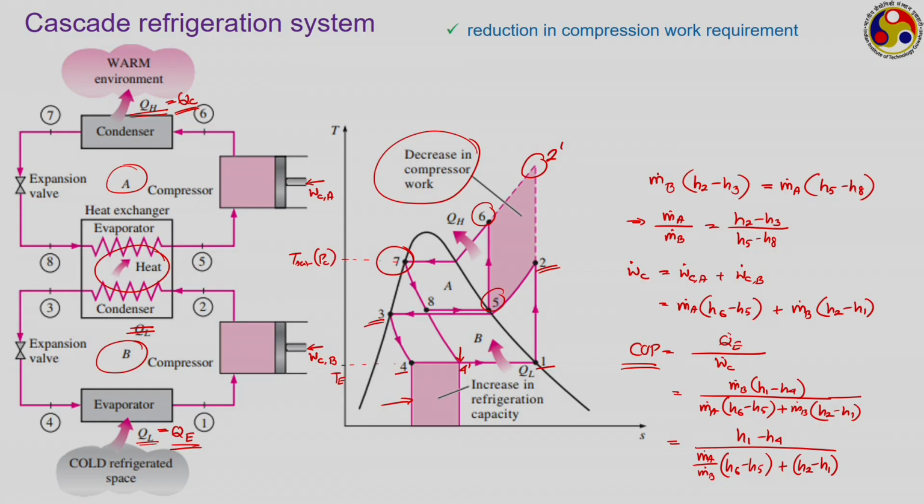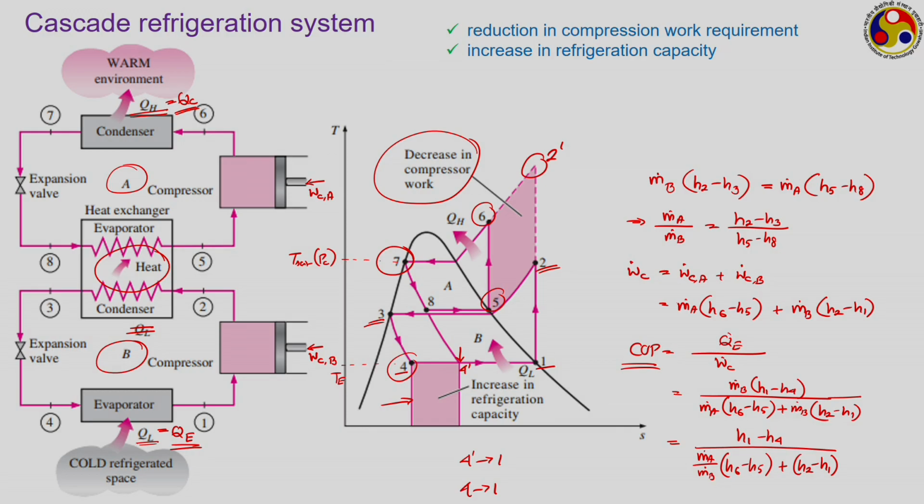As we are going for the cascaded cycle, the state at the beginning of evaporation is 4 instead of 4 prime. So, instead of having the evaporation process going from 4 prime to 1, we are actually going from 4 to 1. So, we are able to have a much larger amount of cooling load absorbed in the evaporator. So, this cascaded cycle also gives us an increase in the refrigeration capacity.